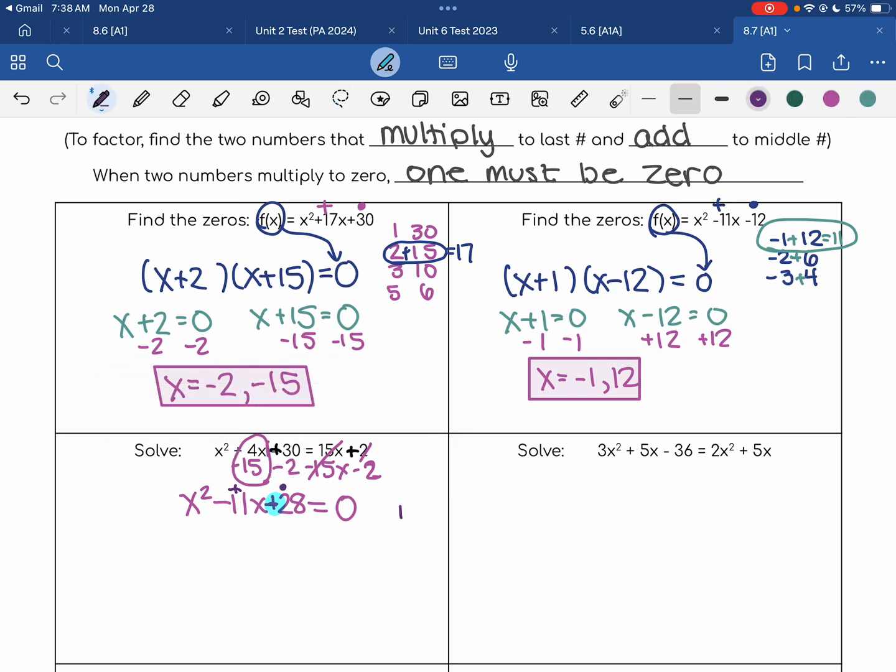Things that multiply to 28: 1 times 28, 2 times 14, and 4 times 7. Now, 4 plus 7 is 11. In order to make it negative 11, I want negative 4 and negative 7. So my parentheses are going to be x minus 4, x minus 7 equals 0.